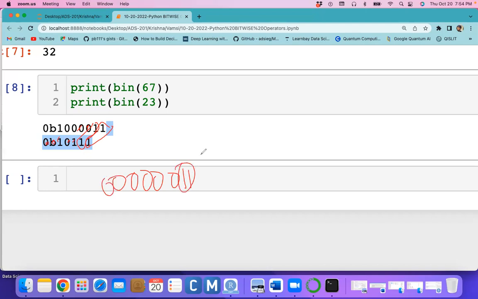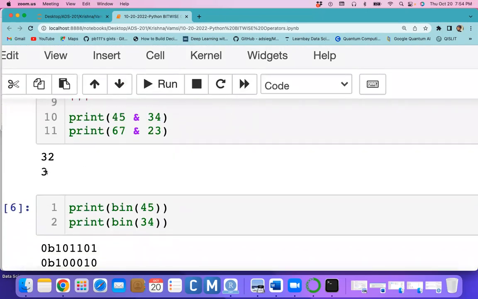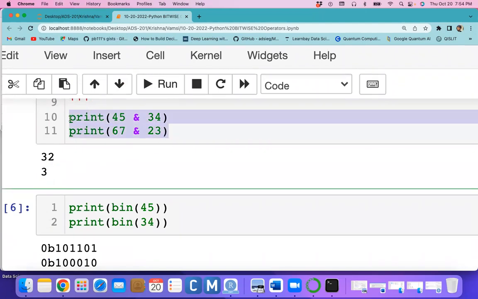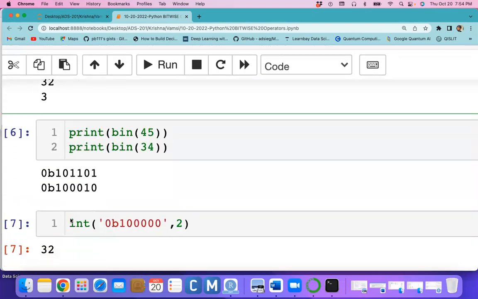So double 1 in the sense it's 2 power of 0 and 2 power of 1, right? 2 power of 1 is 2, 2 power of 0 is 1, so 2 plus 1 is 3. So the resultant will be 3 only. Clear? So the output we are getting here is 3. I hope you are clear on my point. Any questions?